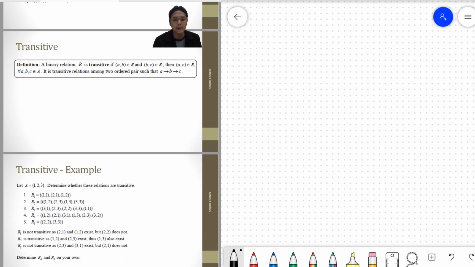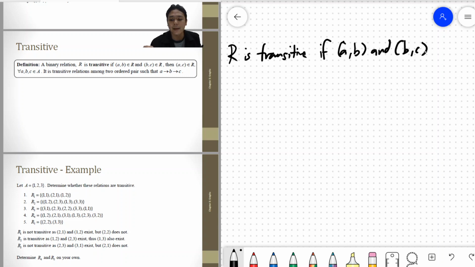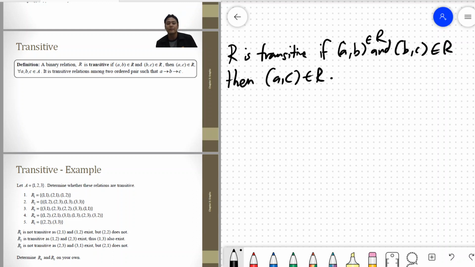The definition of transitive is given like this. R is transitive if you have two ordered pairs that you need to find. If (A, B) and (B, C) are in R, then (A, C) should also be in R, then it's transitive. This is the definition given.